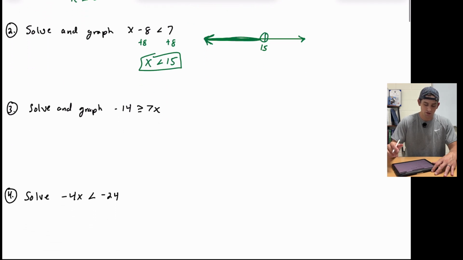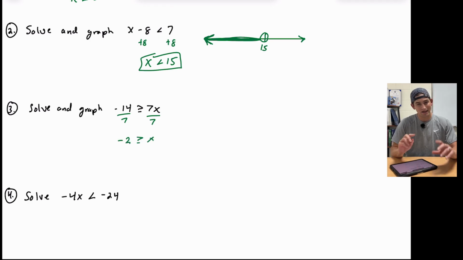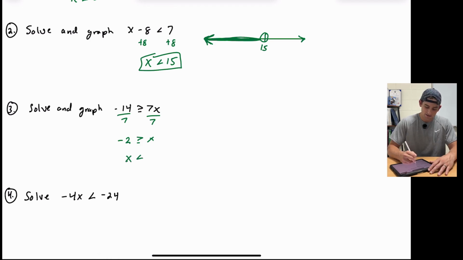All right, number 3, solve and graph -14 is greater than or equal to 7x. Well, now to get x by itself, we need to divide both sides by 7. So -14 divided by 7 would be -2. That is greater than or equal to x. I like to write my variable on the left side, so I would say x is less than or equal to -2 would be my solution.